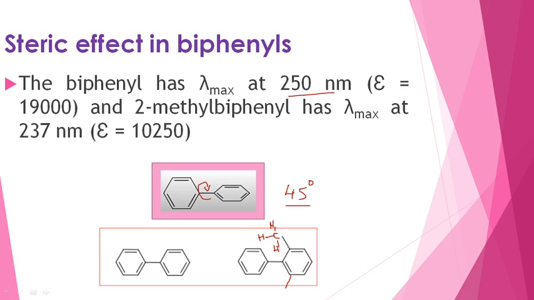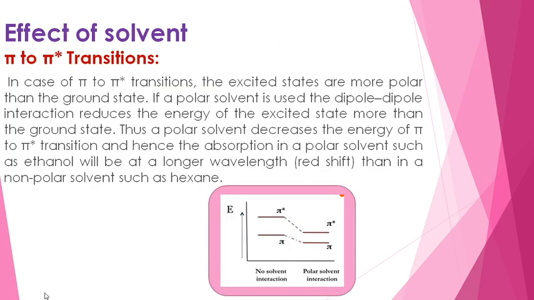As we increase the steric hindrance, what must happen to the lambda max? The lambda max must decrease. So steric hindrance will always decrease the lambda max. That means you are finding a hypsochromic shift. Due to the presence of steric effect, you find a hypsochromic shift in the UV visible spectra.